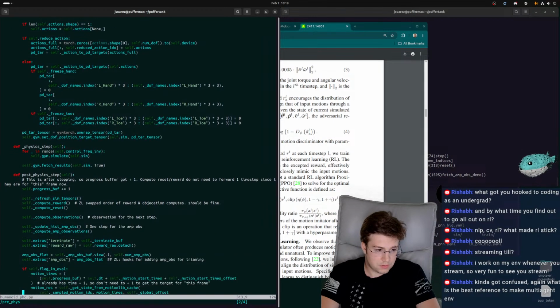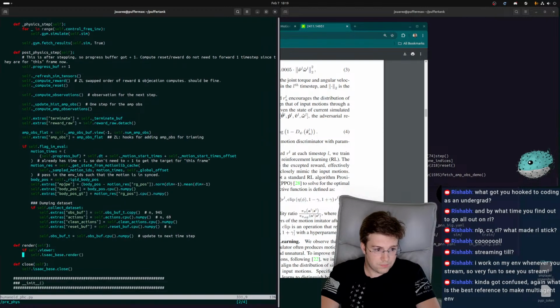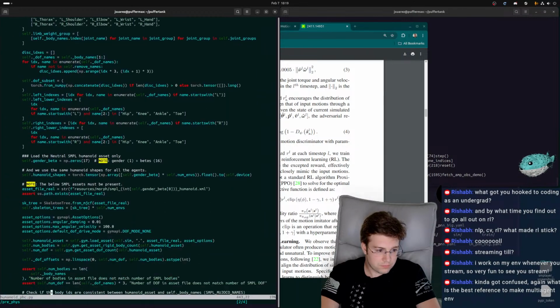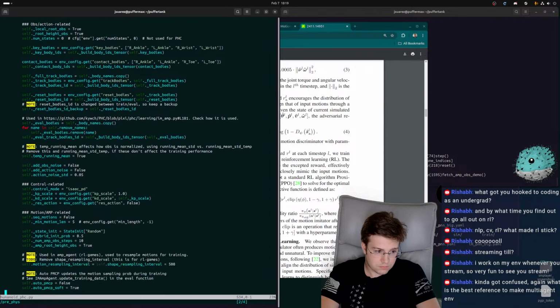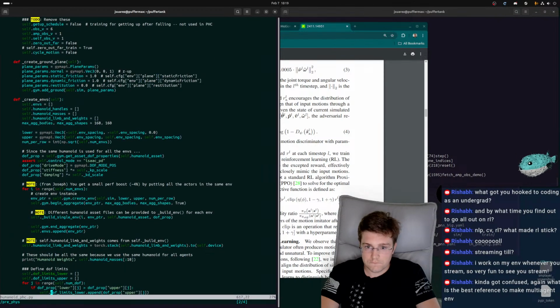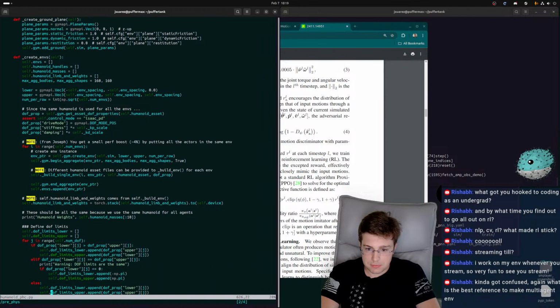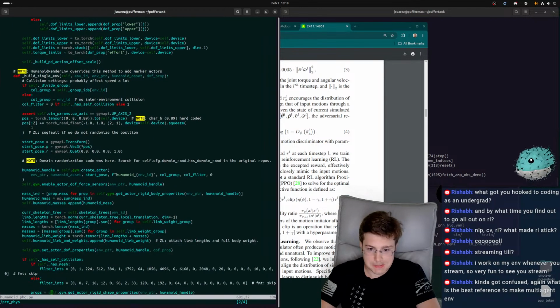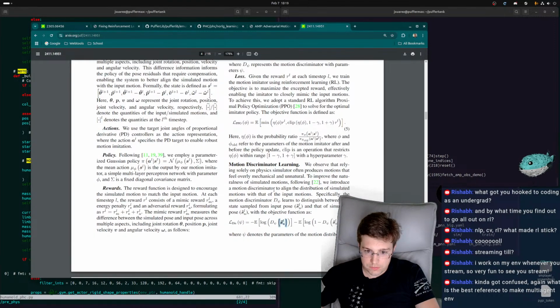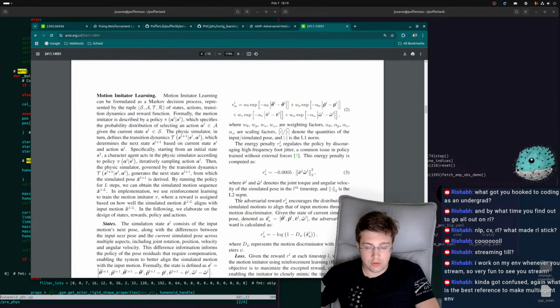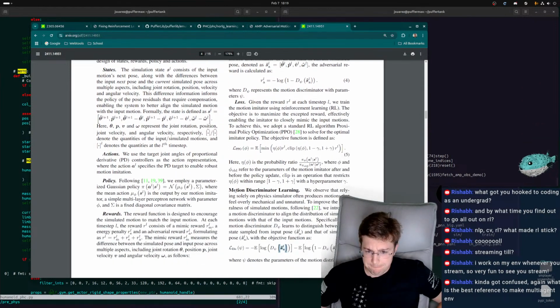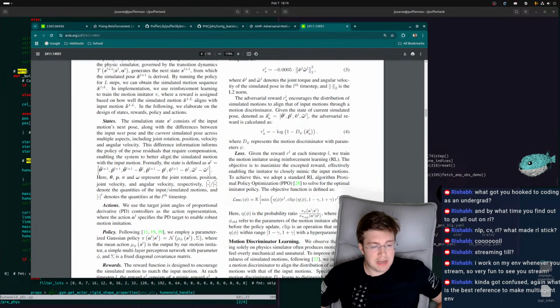Physics step. Do we have where the imitation data, the AMP data, is? Hold on. We don't even have multiple different states, man. Yeah, we don't even have multiple different states.